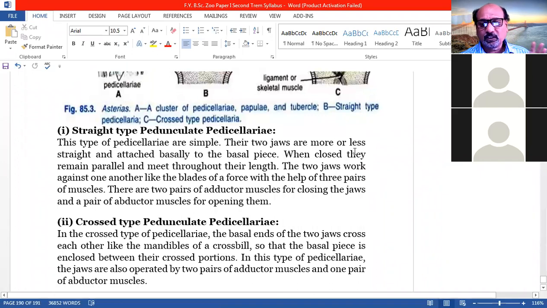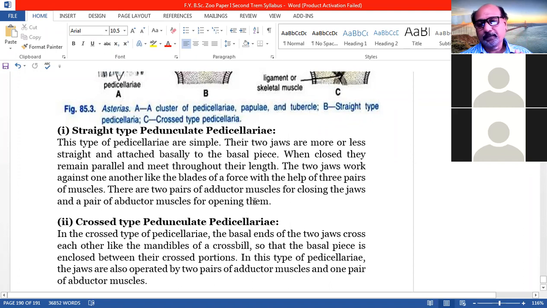The two jaws are more or less straight and attached basically to the basal piece. When closed, they remain parallel and meet throughout their length. The two jaws work against one another like the blades of forceps. With the help of three pairs of muscles, two pairs of adductor muscles close the jaws, and the pair of abductor muscles opens them.